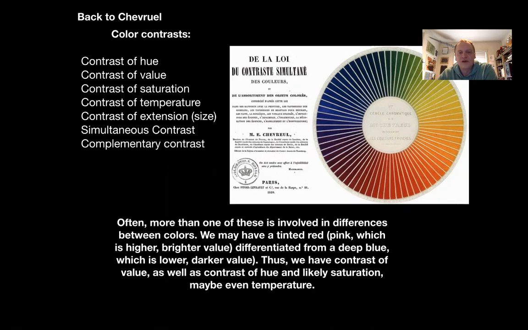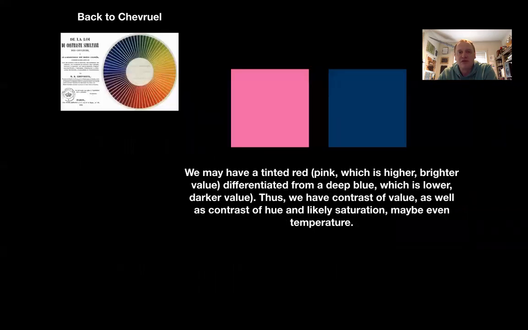For example, if we've got a tinted red, which is pink, so that's a higher, brighter value, and differentiated from a deep blue, which is a lower, darker value, we've got contrast of value and contrast of hue. One is pink, the other is blue, and likely saturation and maybe even temperature. So if we look at the blue and the pink next to each other, we can see that they're different values, they're different hues, and they're different temperatures or amount of heat. So the pink is a lot warmer than the blue. The blue feels cooler.